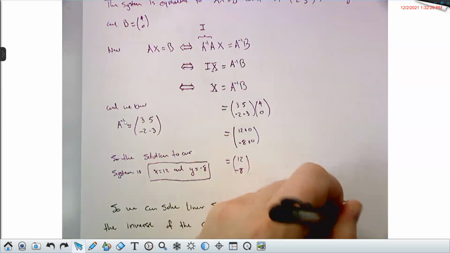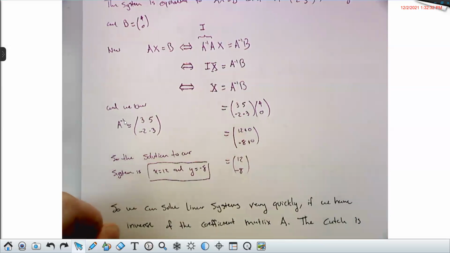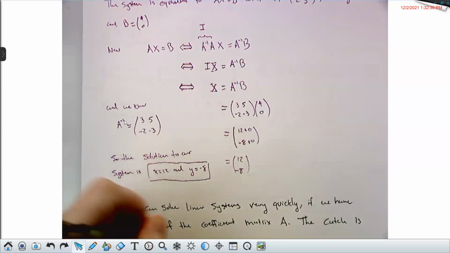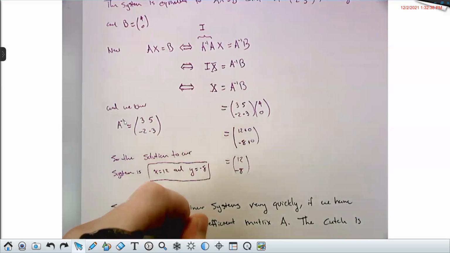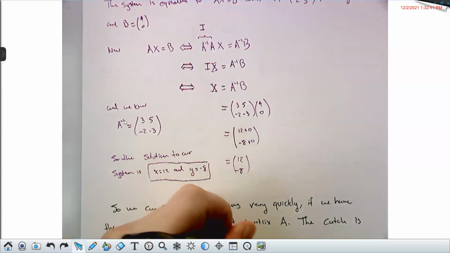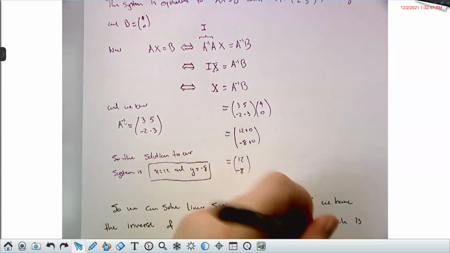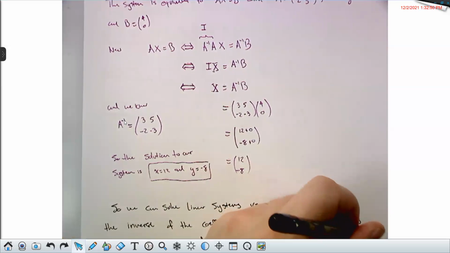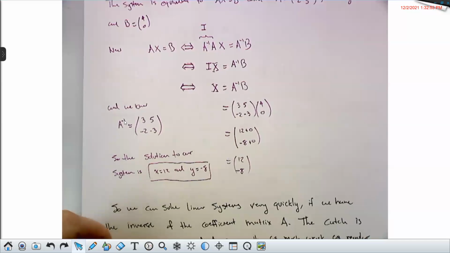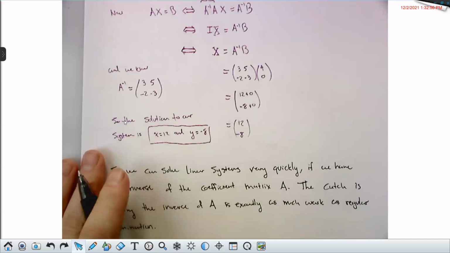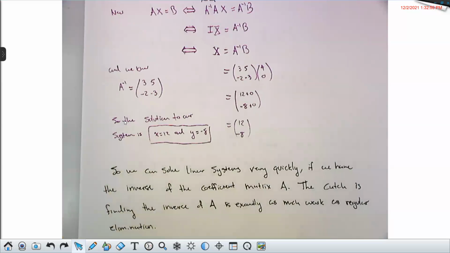in mathematics, there's no free lunch. Finding the inverse of A is exactly as much work as regular elimination. In fact, if you look at the procedure, it's literally the same work, right? You're row reducing the matrix A into that reduced row echelon form, which is the same procedure that you use to solve the system as an augmented matrix.